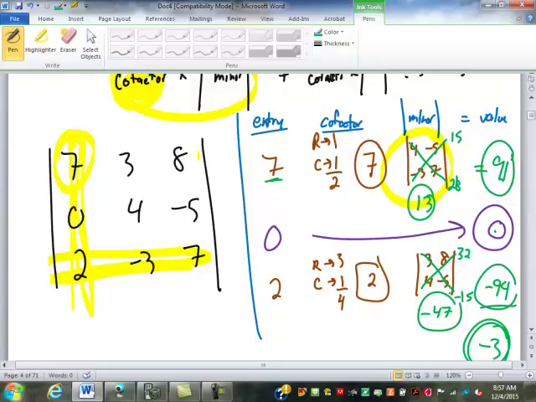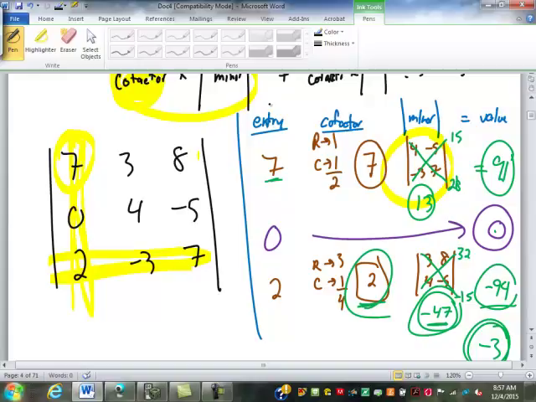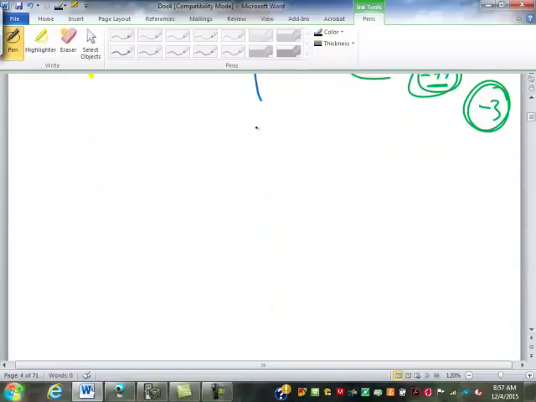What did you multiply -47 by? 2 times -47. It's the cofactor times the determinant of the minor. Let's do another example, and then we'll let you guys try one.